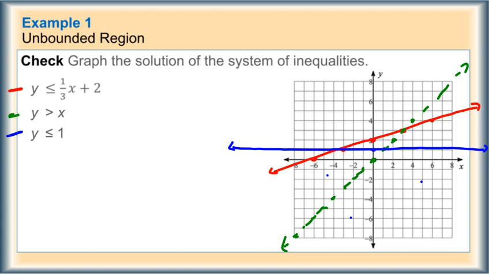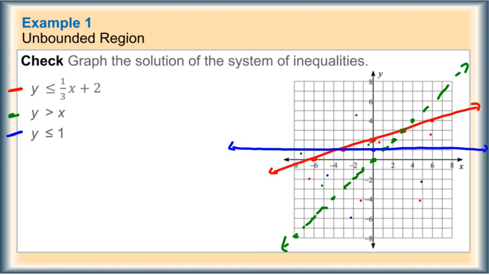For red, it has to be underneath the red. So that covers here, that covers here, that covers here, and that covers here. And that also covers this piece right here. Then green, it has to be above the green. So above the green, that means here, here, here, here.